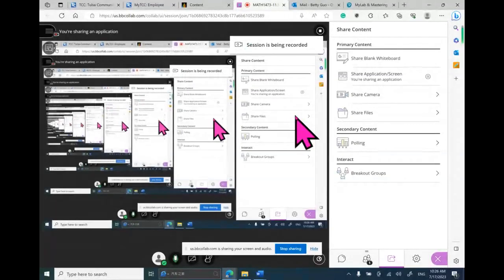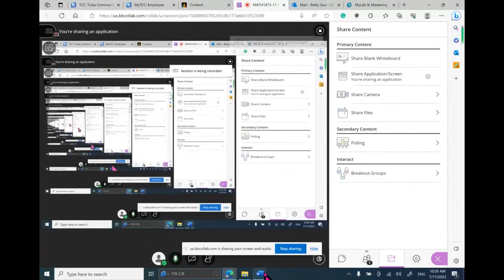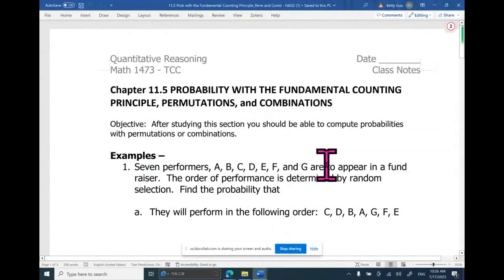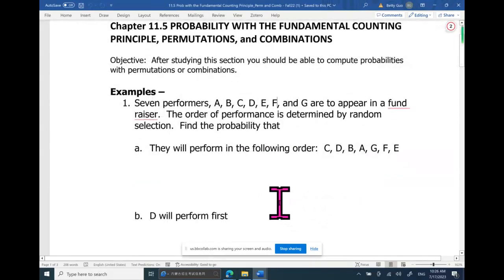Hello class, in this video we cover section 11.5, probability with the fundamental counting principle, permutations and combinations. The examples of this section are about finding probability, most of the time classical probabilities, but the process of finding those probabilities needs to use the concepts of counting, the fundamental counting principle, permutations, and combinations. So let's look at the first example.